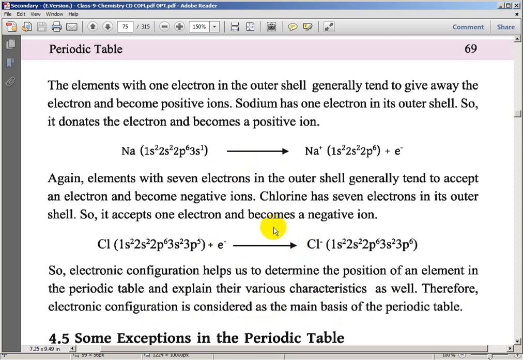Why is electronic configuration considered the main basis of the periodic table? This is one most important question. I may give this question in the upcoming exam, which will be held on 23rd August.